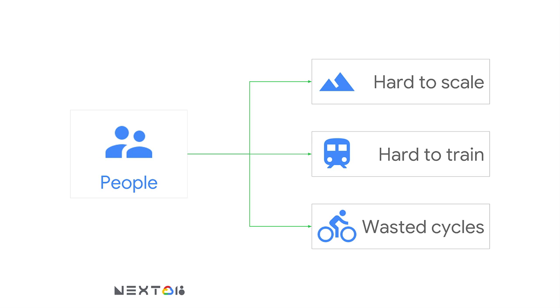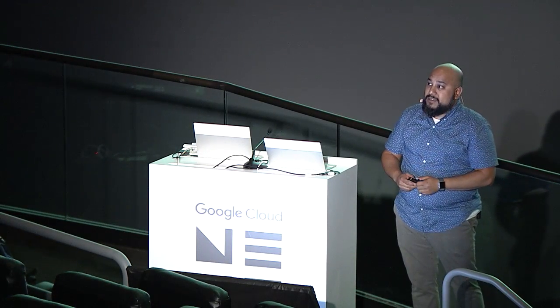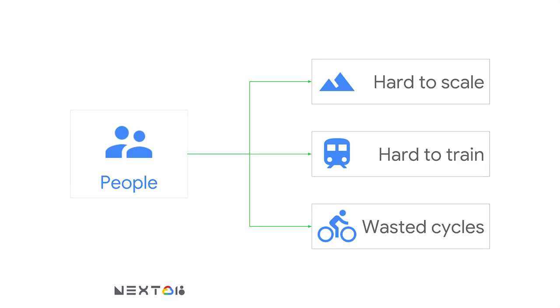They're also hard to train, right? You're not going to keep training more and more people. But ultimately, the biggest problem is that you end up with a lot of wasted cycles. You end up having a lot of people who might just sort of be standing around, and as much as I would love to be paid to stare at produce all day long, it's not terribly exciting.